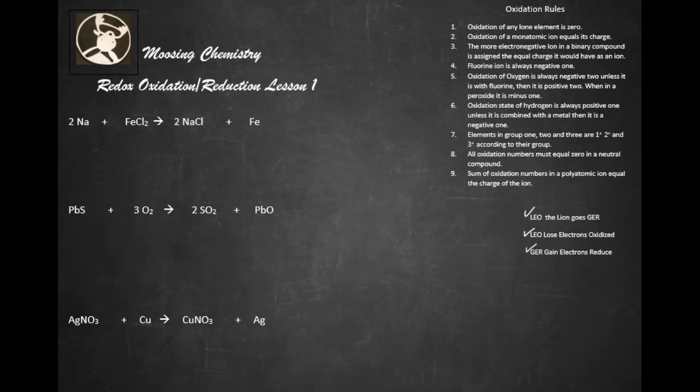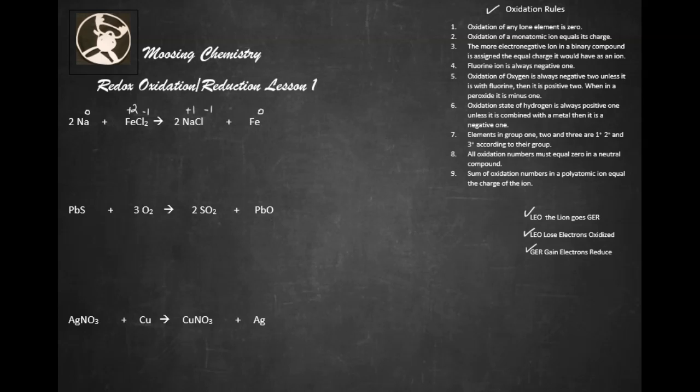This is Redox Reactions, Oxidation and Reduction, lesson number 1. Okay, we have our oxidation rules over here, so we need to follow those when we're doing these problems. So the lone element, sodium, has a 0, chlorine has a -1 charge, and there's 2 of those, so this gives the iron a +2 charge, -1 for our chlorine here, +1 for our sodium here, and 0 for our lone element there. Okay. So now remember, Leo the lion goes grr: lose electrons, oxidize; gain electrons, reduce.